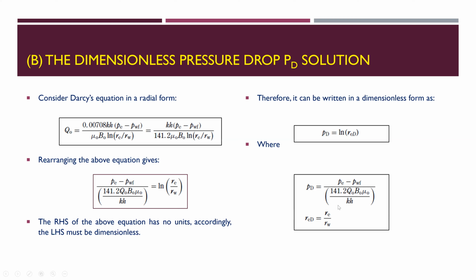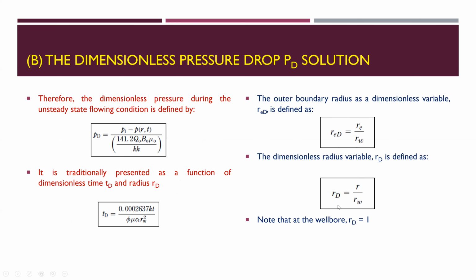And after that, we also identify the radius itself. The dimensionless radius of the outer boundary will be Re over Rw. And at the wellbore, where Re equals Rw, the dimensionless radius will be 1. We have also dimensionless time. So we now have three variables in dimensionless form, because in the log-log plot, we are going to deal with dimensionless pressure versus dimensionless time. And once you reach the solution, you can easily convert from dimensionless to the real values.